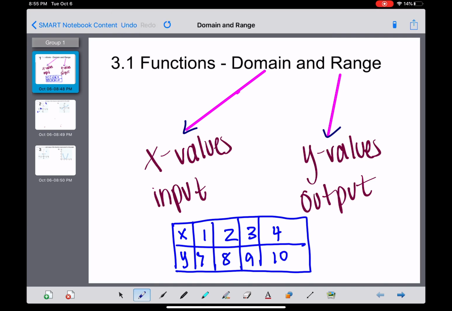So if I look at my table below of inputs and outputs, I'm asking for the domain. So all I am doing is listing the x coordinates. So my domain is 1, 2, 3, and 4. My range is my y values or my outputs. So 7, 8, 9, and 10. This lesson is about identification of what the x values or domain is and the y values or the range.